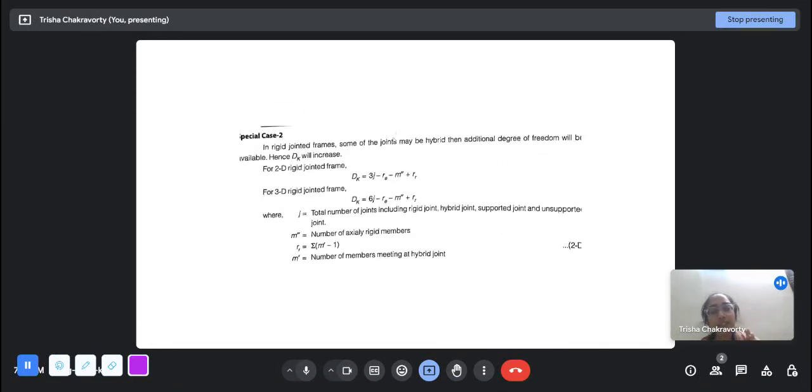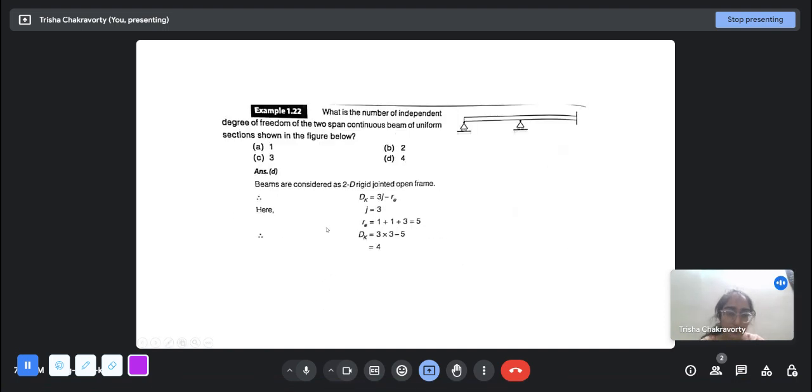This is another special case. In rigid jointed frames, some of the joints may be hybrid, then additional degrees of freedom will be available. For example, hybrid means internal joint kind of thing. It is an internal hinge. Then for a 2D rigid jointed frame, dk will be 3j minus re minus m'' plus rr. An internal hinge gives an additional degree of freedom. And for a 3D rigid jointed frame, it's the same formula, but rr for a 2D frame, if there are m' number of members meeting at a joint, will be sigma (m' minus 1) that we have seen before. And in 3D, a 3 will be multiplied with this, so rr will be sigma 3 into (m' minus 1). We will look at examples to make this clear.